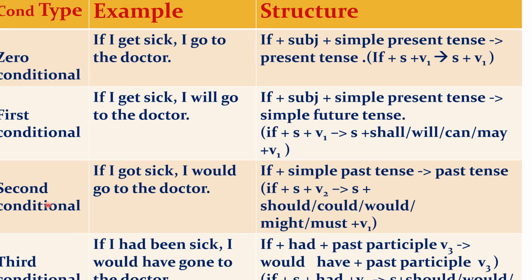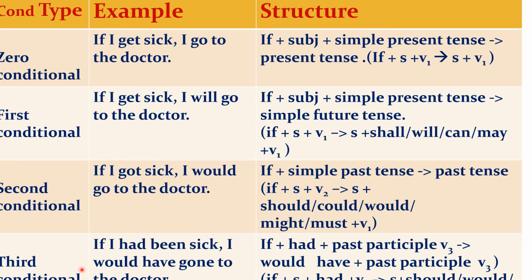Then see the second conditional. This is a hypothetical condition. This is a hypothetical situation. It is not real. It is an imaginary situation. It is unreal. If I got sick, I would go to the doctor. See the structure: if plus subject plus simple past tense. Here also we can keep in mind like this, past tense, or would plus present form. Should, could, or would, or might can also be used.